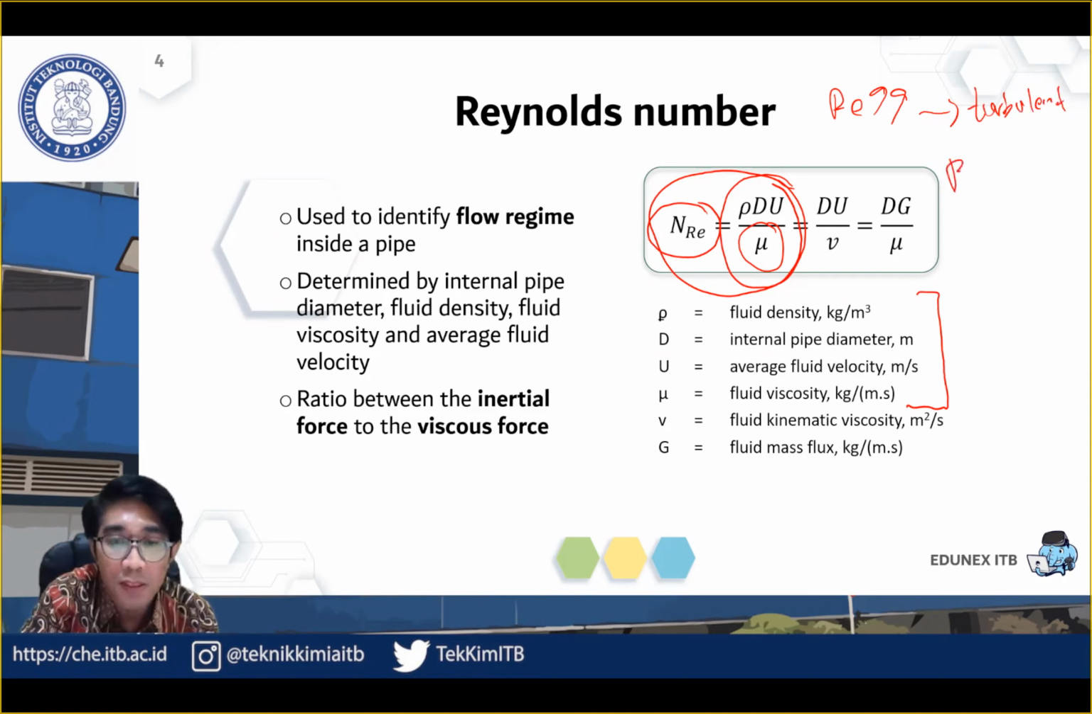The opposite, when it's a low Reynolds number, it means the viscous force is more significant.